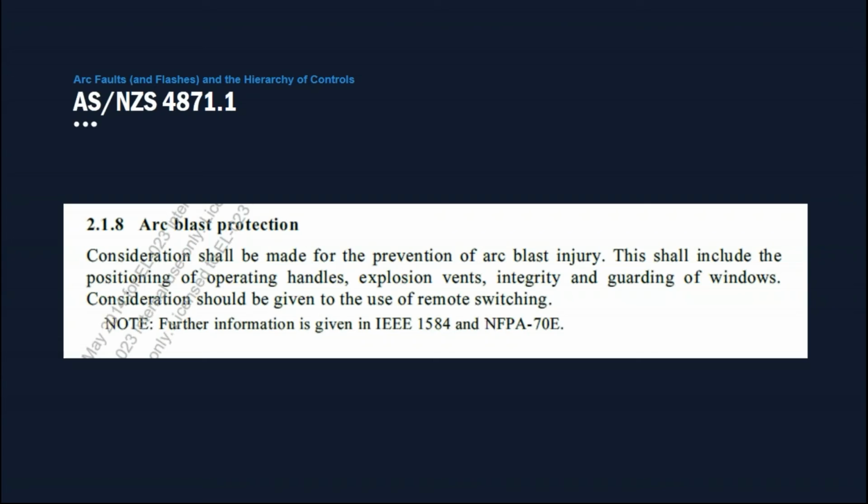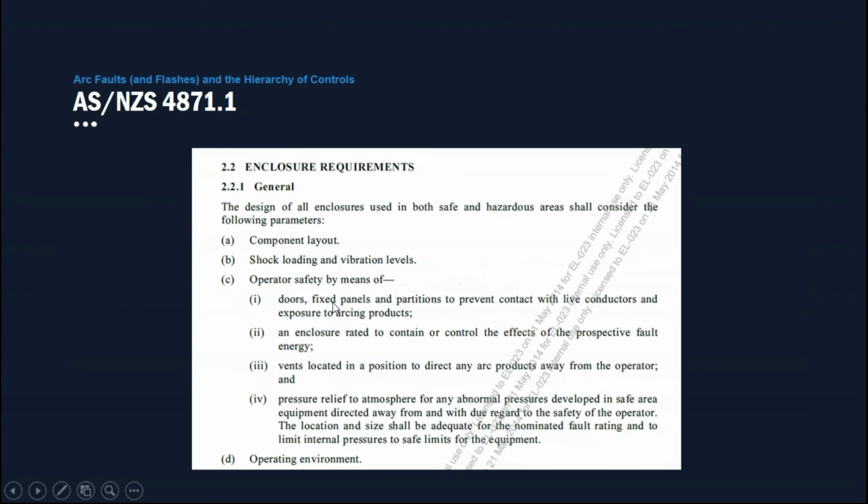AS/NZS 4871 is, I guess, one of the better known electrical mining standards, and it does mention arc blast protection in there. Consideration shall be made for prevention of arc blast injury. This shall include handles, explosion vents, integrity guarding windows, etc. It's also mentioned under the enclosure requirements. The design of all enclosures shall consider, don't you love that in standards, you shall consider, operator safety by means of vents located in a position to direct arc products away from the operator.